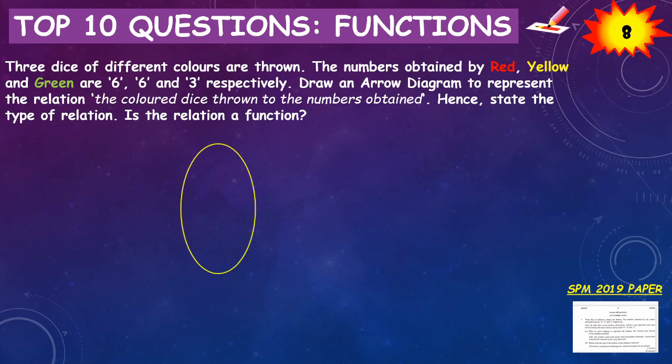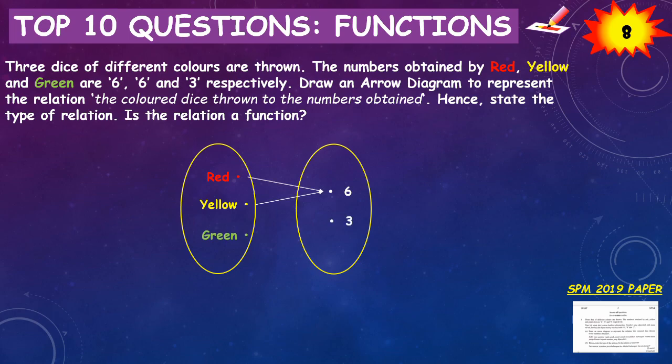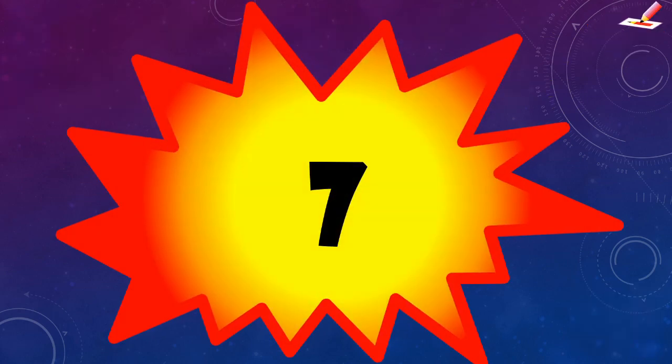The numbers obtained by red, yellow, and green are 6, 6, and 3. So this statement tells us that red, yellow, and green are the inputs, and the results or the outputs are 6, 6, and 3. Red and yellow both give us 6, and green gives us 3. So this is a many to one relation. Since each input has only one output, therefore this is a function. Number 7.